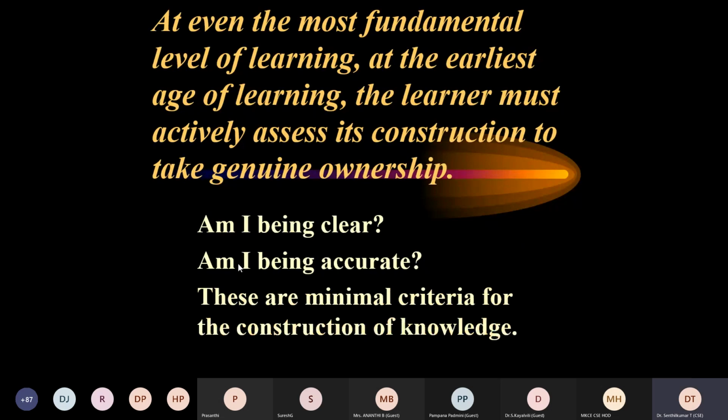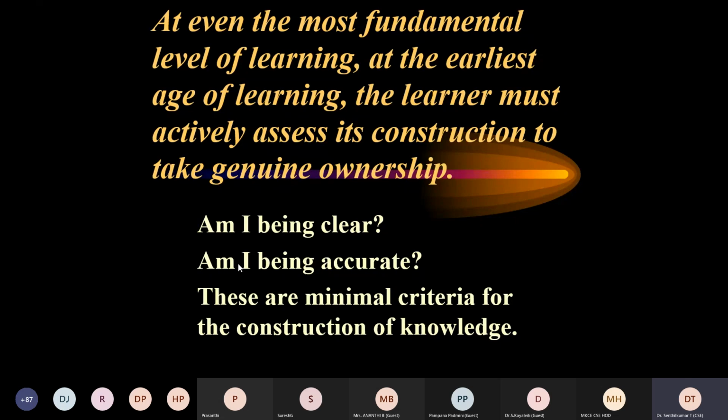Even at the most fundamental level of learning, at the earliest age of learning, the learner must actively assess his construction to take genuine ownership. If I ask you how much you have learned a particular concept, you should be able to say, yes, I'm clear. If I ask you how clear you are, you should say more than 100%. If you say 100%, it means you are not very clear.